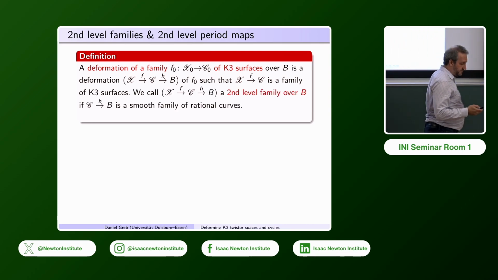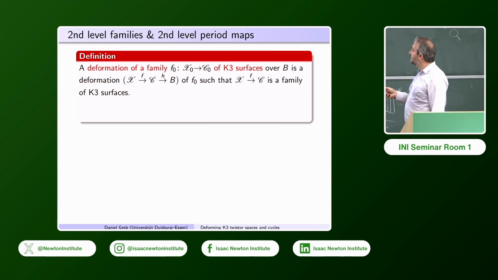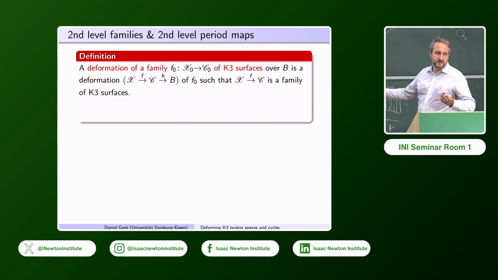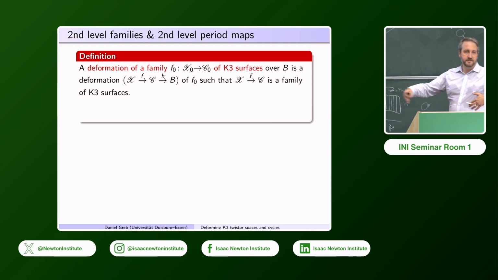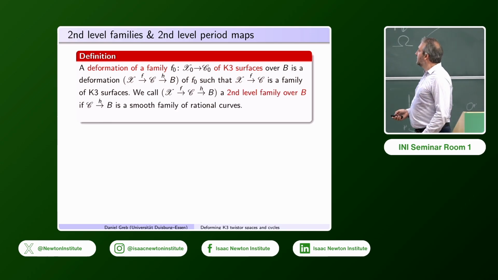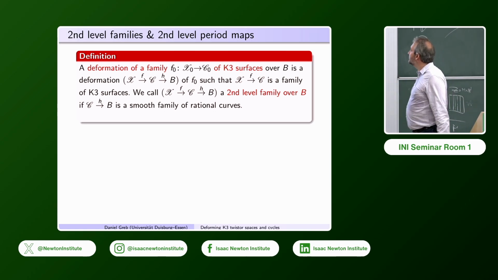A deformation of a family of K3 surfaces, which is the middle thing over there, curly X_0 to C_0, over the base B is something even bigger: curly X goes to curly C goes to B, such that if I fix one point in the base, I get a picture like this for each point in the base. Okay, you already see that formally this is complicated and geometrically also hard to control. However, here in the end this will be fine.